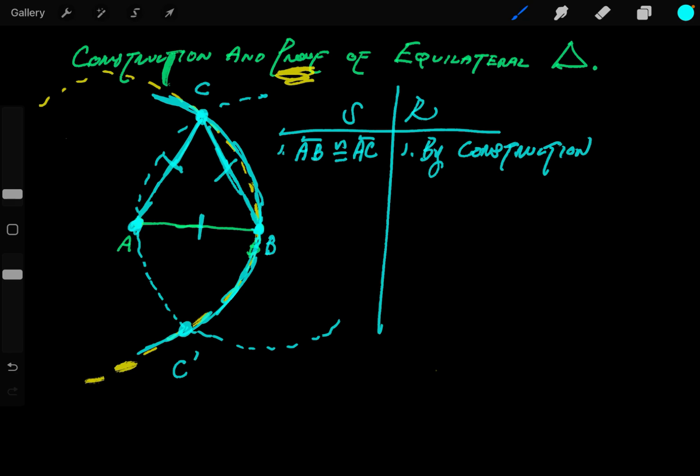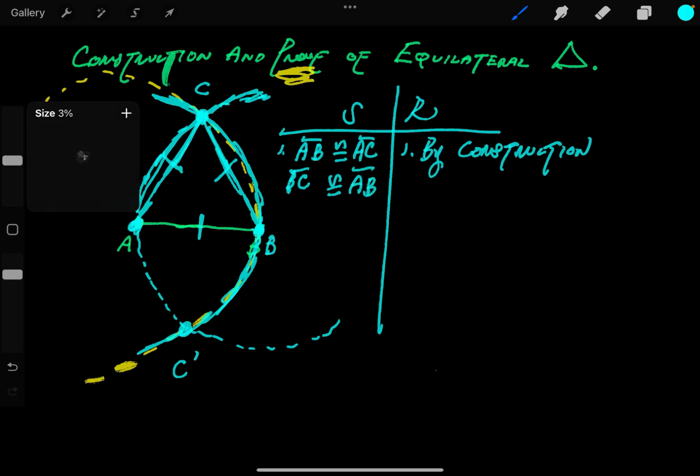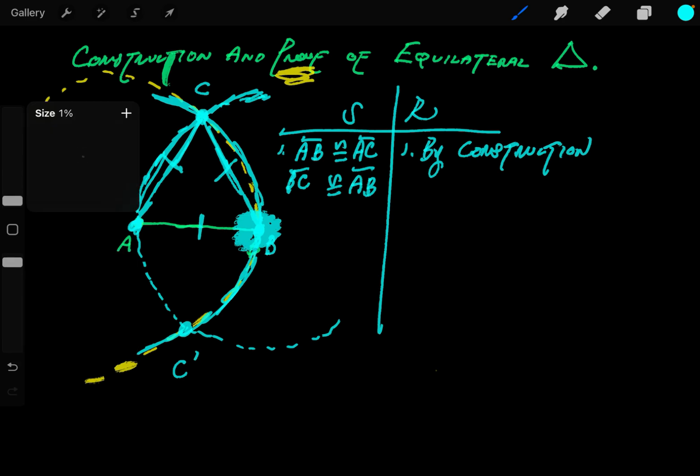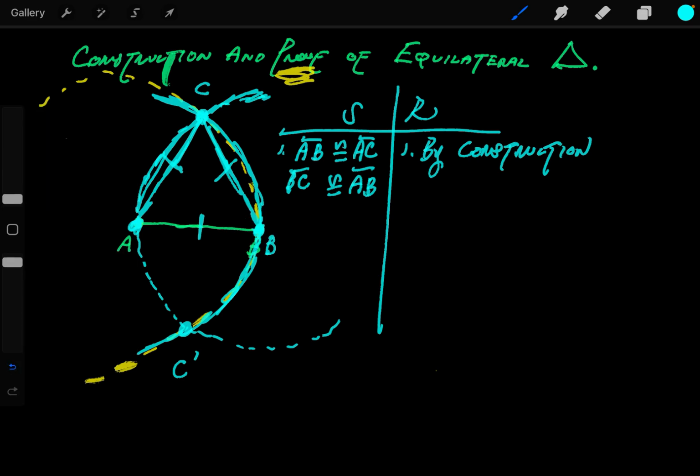Similarly, you should convince yourself that from B to C is the same thing as from B to A. So I'm going to say that BC is congruent to AB, and again, by your construction. Really, we should then just convince ourselves that as all three of these lengths are the same, the distance from A to B is the same as the others.